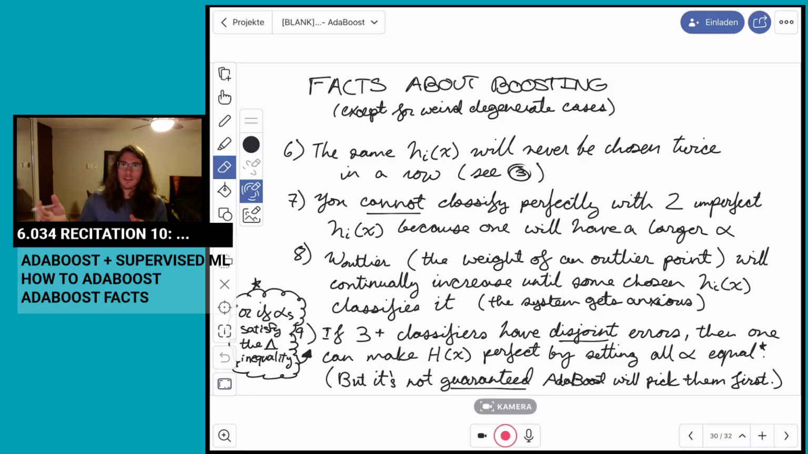So in the next round, the outlier has a greater weight because it was misclassified along with other points, and then you pick another weak classifier, and that weak classifier is also unable to classify the outlier, and so now the outlier has an even greater weight in the following round. So that weight is going to keep increasing, and that's what I refer to when I wrote in parentheses, the system gets anxious. The more the system tries to classify this outlier and fails, the greater the weight of the outlier, until you get a weak classifier that is able to classify that outlier.